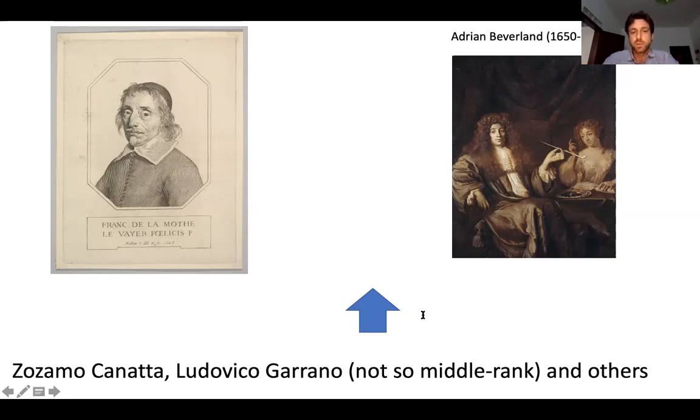In other words, although we all know how difficult it is to track the precise movement of an idea through different cultural levels, what I would like to hear from you is a more detailed picture of the rings of transmission in this chain, which leads from people like Canatta and Garrano, who, especially Garrano, are not so middle rank, I would say. You mentioned his extraordinary library, okay?